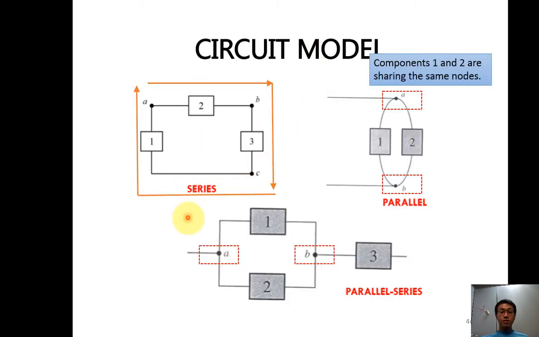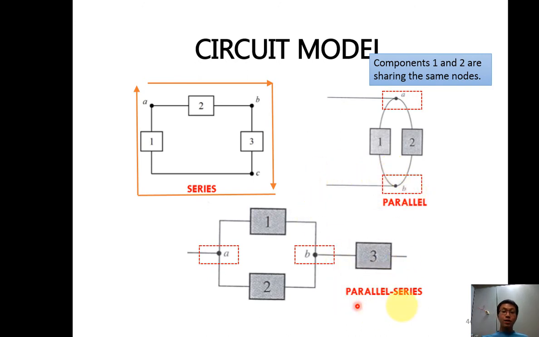And then in circuit models, we have series and parallel. Series means one terminal of a component is connected to another terminal, and then the other side of that terminal is connected to the other component, like this. For parallel, components 1 and 2 share the same nodes. For example, the terminal of component 1 and the terminal of component 2 share A and B, the same nodes.